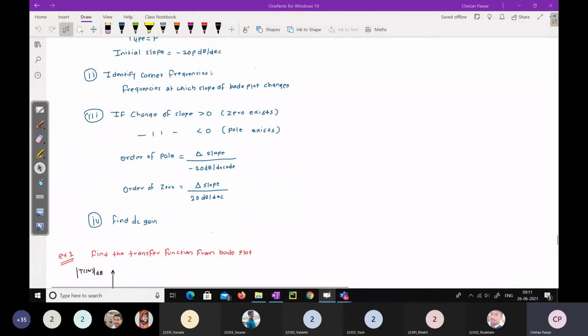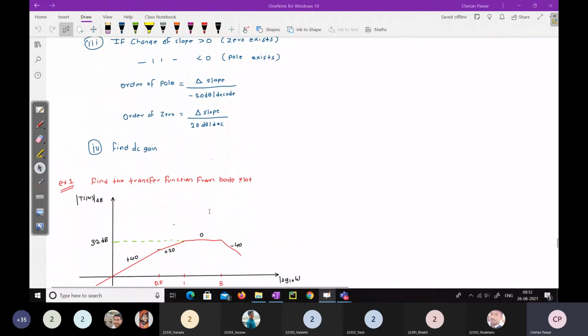And the fourth thing is we need to find out the DC gain. So how to find out the DC gain? We will see that in the example. So let us consider this example number 1. You will get a clear idea about how to find out a transfer function from the Bode plot.